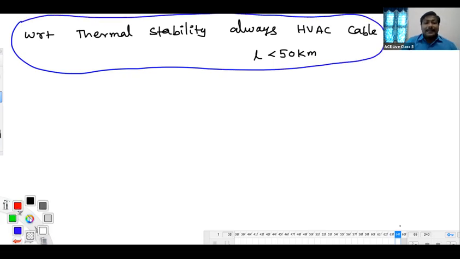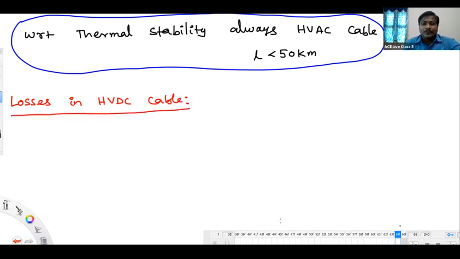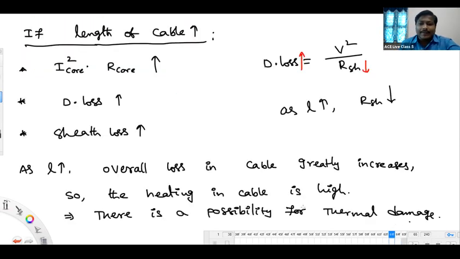Next one. Let's think about the HVDC cable losses directly. Losses in the HVDC cable. I square R loss, do we have it or not? R SH is the resultant shunt resistance in the circuit, including dielectric loss and all. Definitely we have the I square R loss. There is no doubt about it.